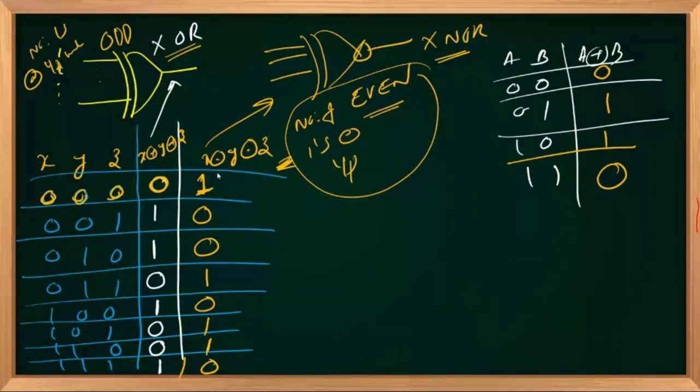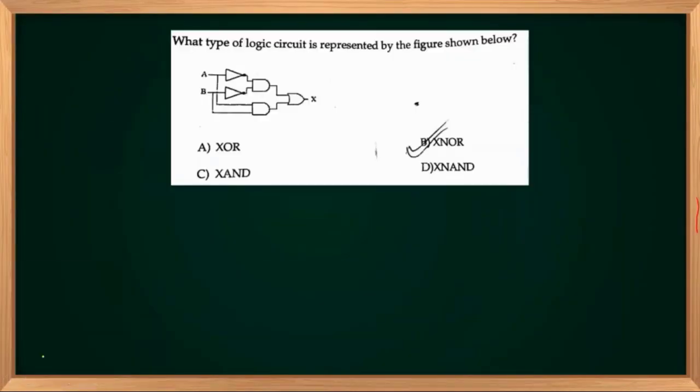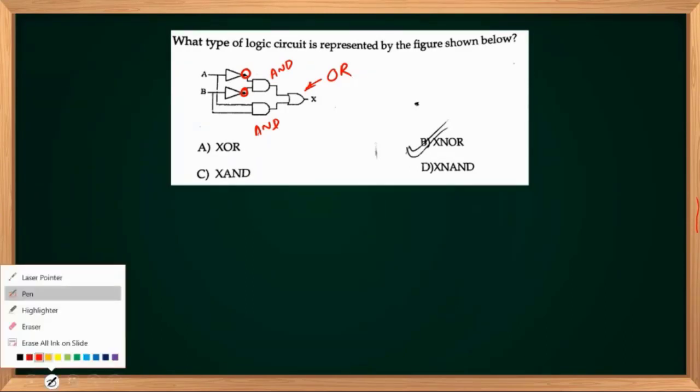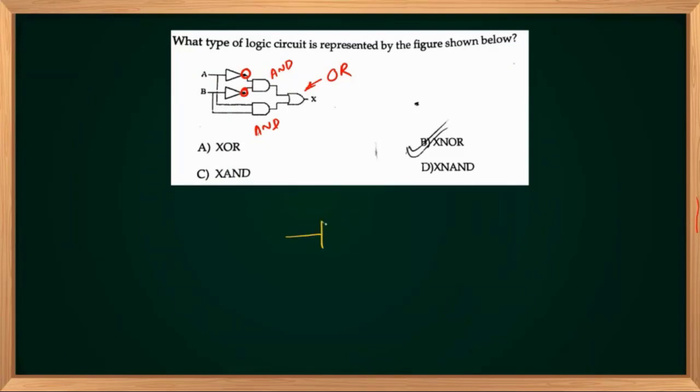Thank you. So let us move on to the question. The type of logic circuit represented by the figure shown below, 4 options. It may not be clear, so I will explain. This is an inverter, this is also an inverter. This is an AND gate, this is also an AND gate. This one is an OR gate. A, B, C, D, 4 options. Please provide your answers.